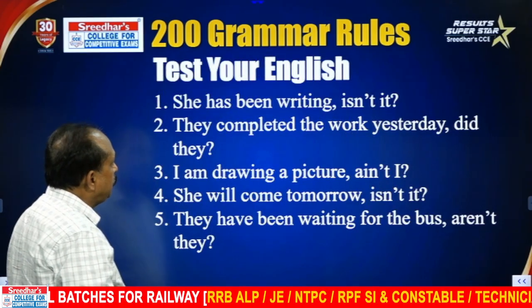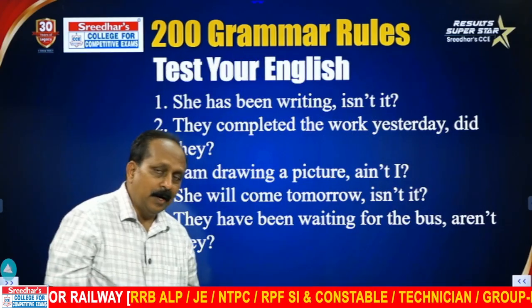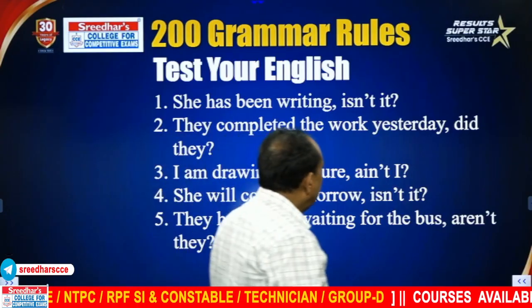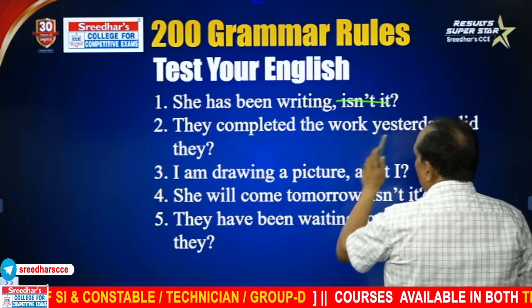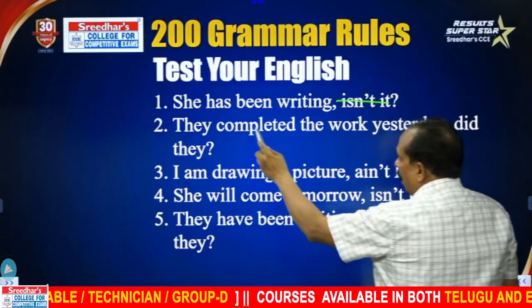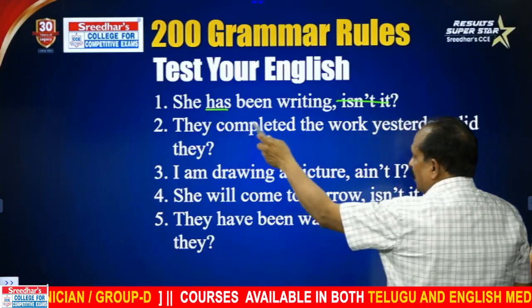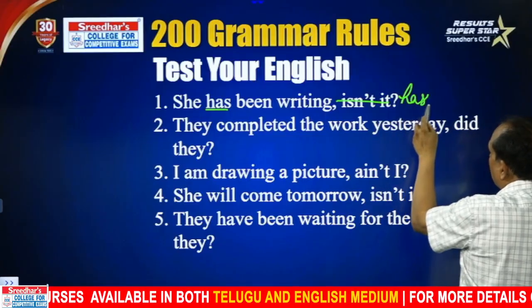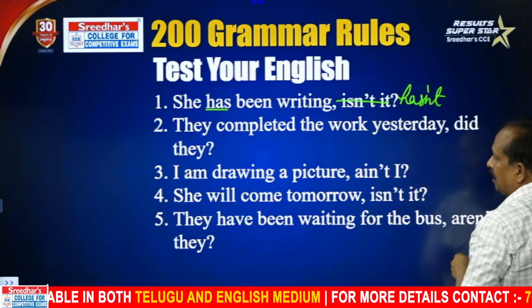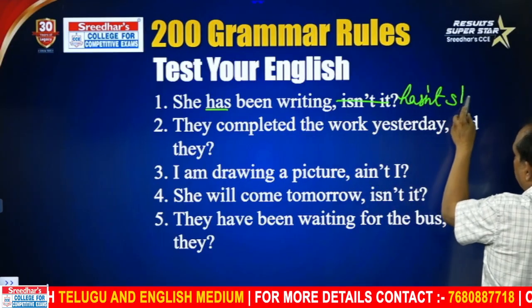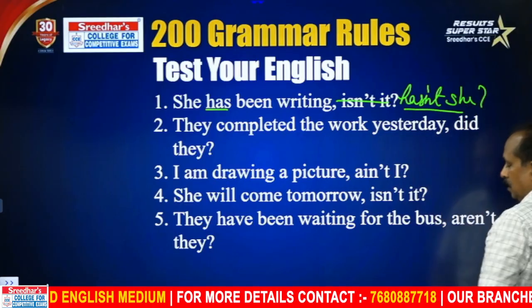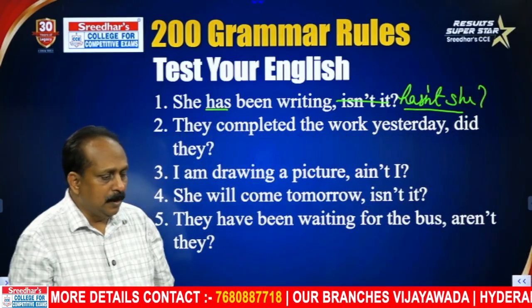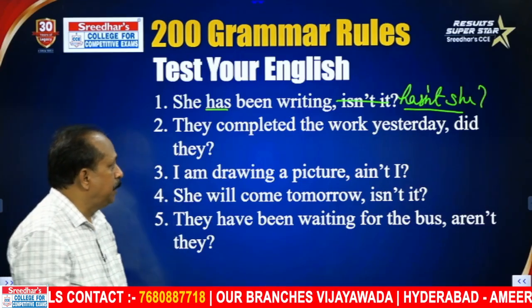She has been writing, isn't it? Right or wrong? What is the helping verb here? Has. There's a standard expression. How do we form tags? We have to repeat the helping verb. Sentence is in affirmative form. We should use the word not, but we have to use the short form, hasn't, and we should repeat the subject. Hasn't she? Not isn't it. Hasn't she? And common error, people say isn't it for every tense.